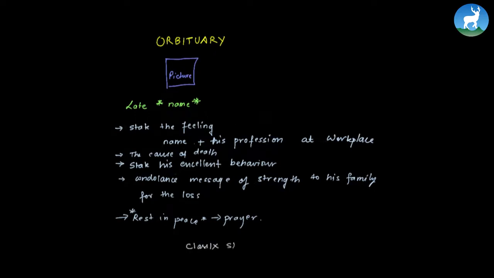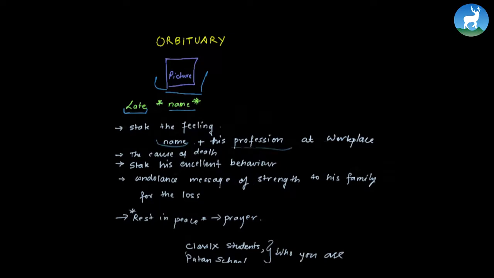Let me sum up. First of all, there is a picture of the person who has died and his name preceded by the term late, as he's already dead. Then you state your feeling, how you feel, very sad. Then you continue by writing his name. You are deeply saddened by the demise of who? The name of the person who has died and his profession at his workplace, or you can just leave these places blank.